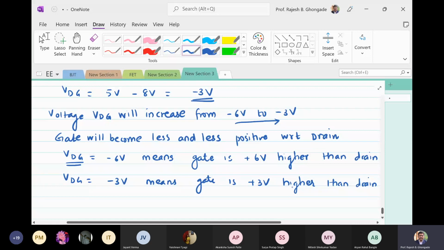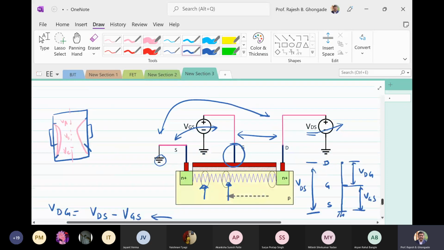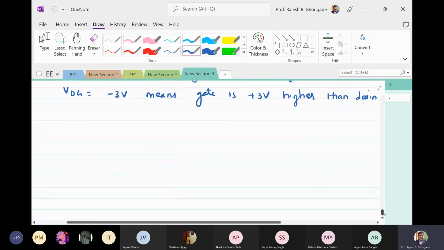So what do you see from here? What we see is that the gate is becoming less and less positive with respect to drain. Yes, sir. So now gate is less positive with respect to drain. Let us understand this first. This reduction in gate to drain voltage will reduce the attractive forces for the free carriers in this region of the induced channel.